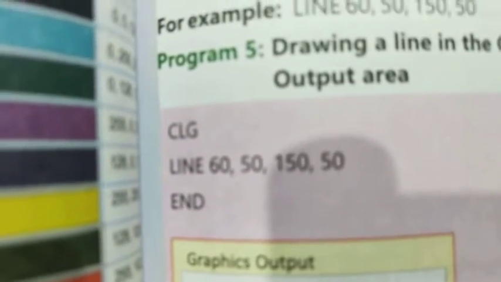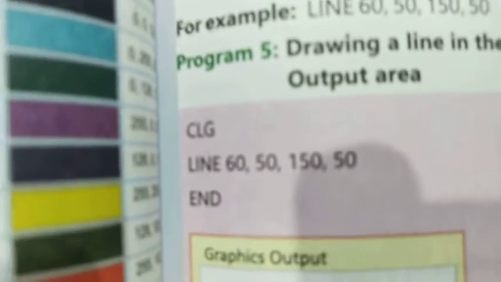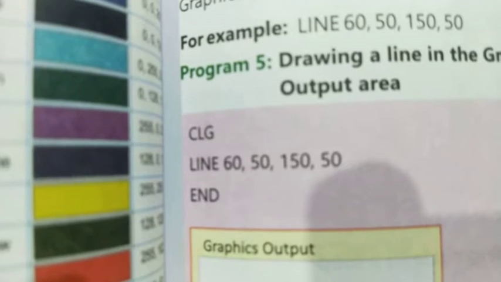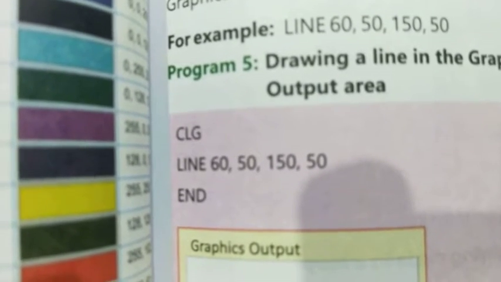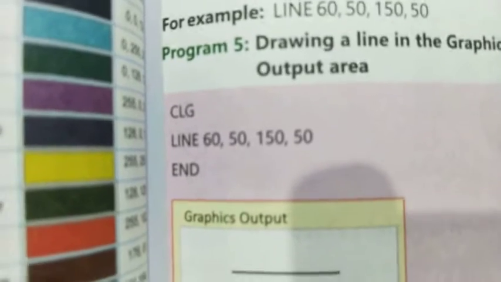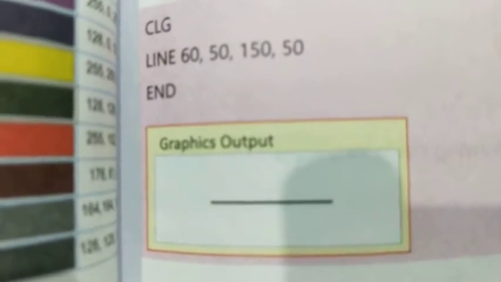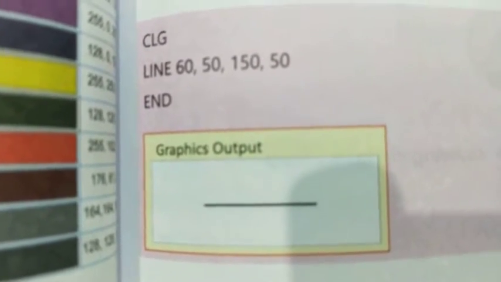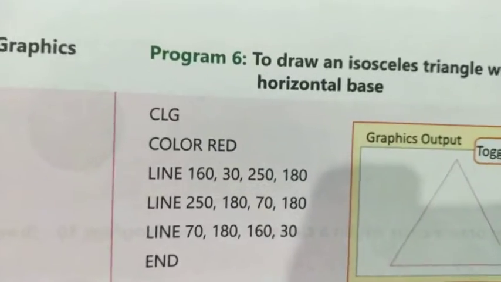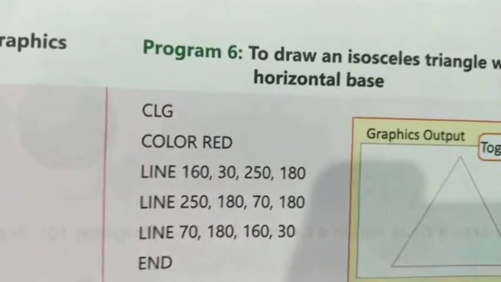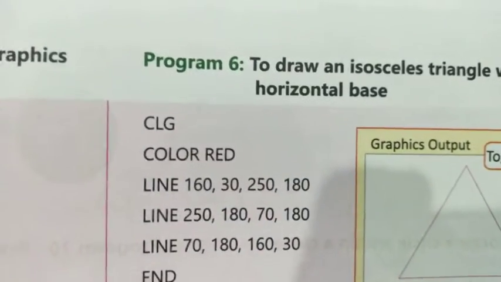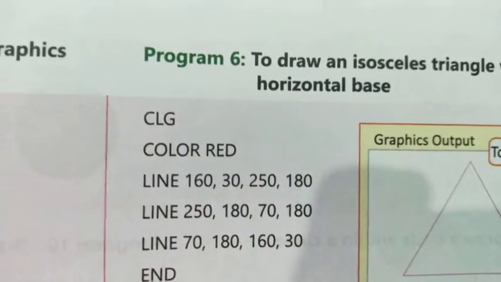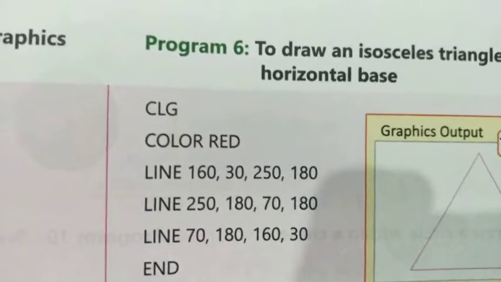For example, CLG is used to clear the screen, and LINE 60, 50, 50, 150, 50, then END. So you will get your output like this. Here is another program to draw an isosceles triangle by the line statement. So see the program.